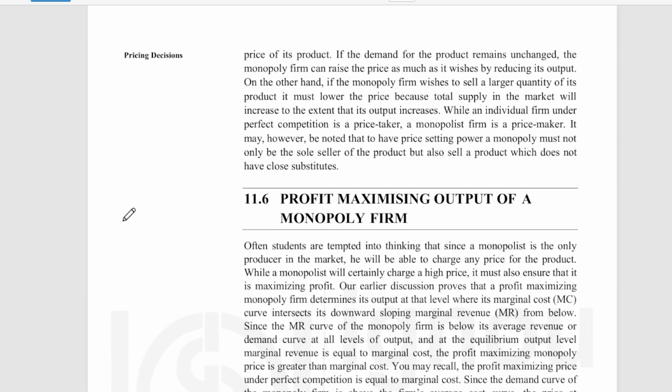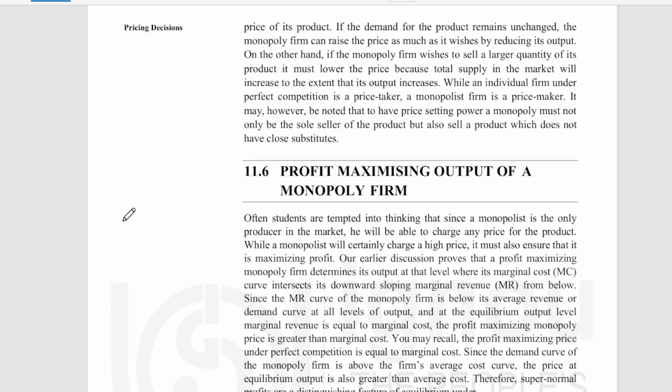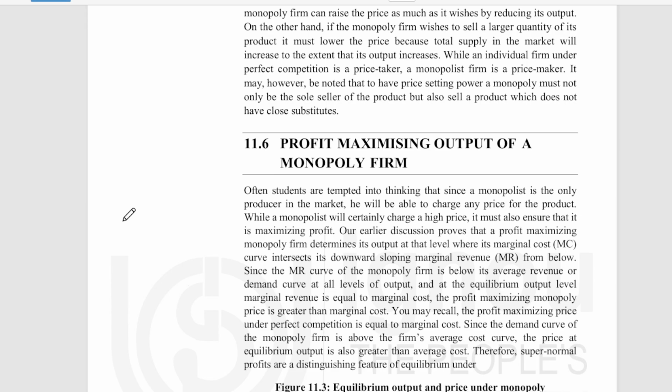If the demand for the product remains unchanged, the monopoly firm can raise the price as much as it wishes by reducing its output. On the other hand, if the monopoly firm wishes to sell a larger quantity of its product, it must lower the price because total supply in the market will increase to the extent that its output increases. While an individual firm under perfect competition is a price taker, a monopolist firm is a price maker. It may, however, be noted that to have price setting, a monopoly must not only be the sole seller of the product but also sell a product which does not have close substitutes.